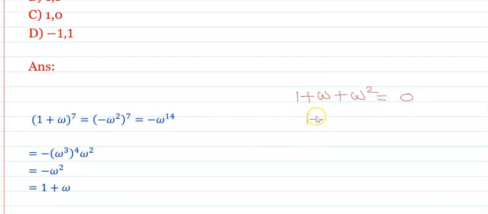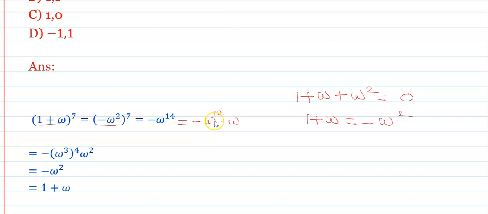Then what is the value of 1 plus omega? The value of 1 plus omega is minus omega square. And therefore we write here, 1 plus omega means minus omega square, bracket raised to 7. Then you will get minus omega raised to 14. Now this omega raised to 14 can be written as minus sign, then omega raised to 12 into omega.